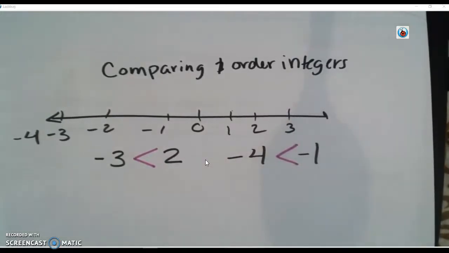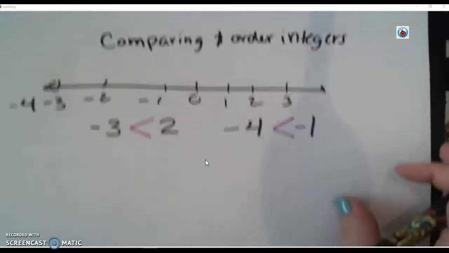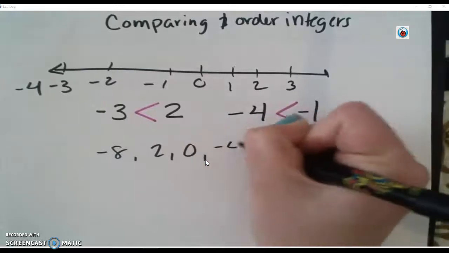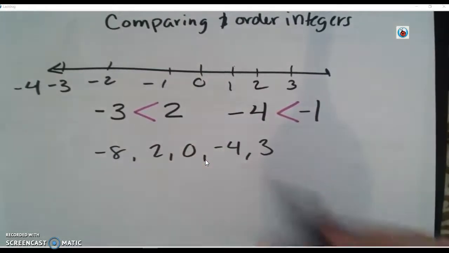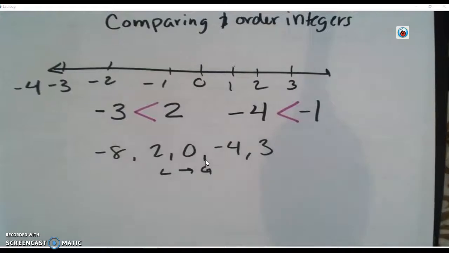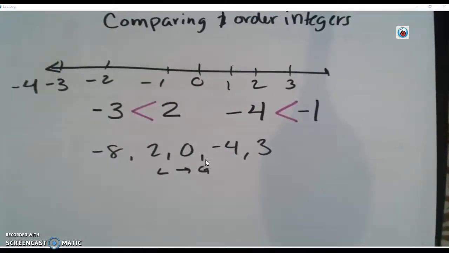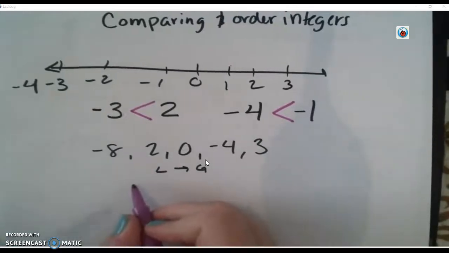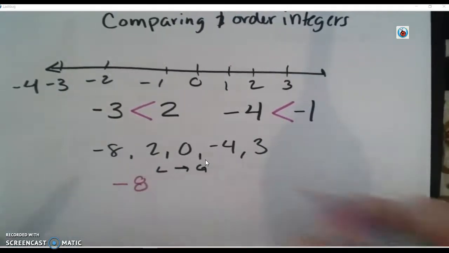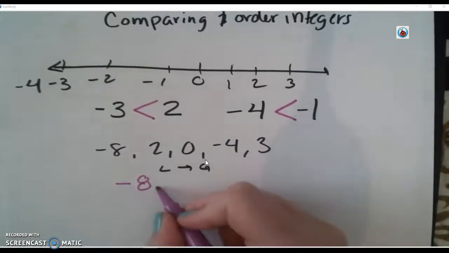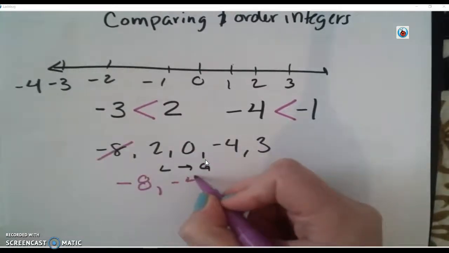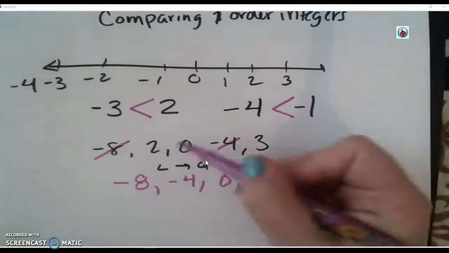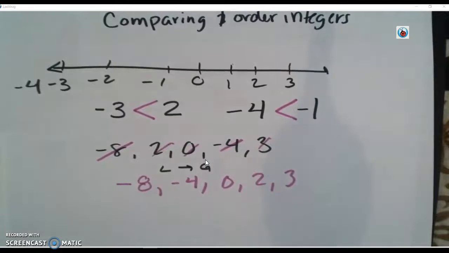Now, if you're going to order them, let's say I had -8, 2, 0, -4, and 3, right? So I want to order it from least to greatest. Now, you always want the biggest negative first. So what's the biggest negative, -8 or -4? Well, 8 is bigger than 4, so -8 is smaller, right? I don't want to owe someone $8. Then -4, then 0, 2, and 3, okay? Notice how I'm mostly trying to cross them out as I go, okay?